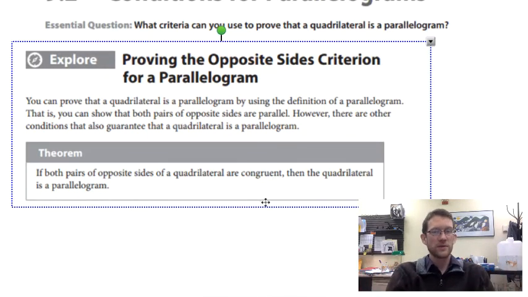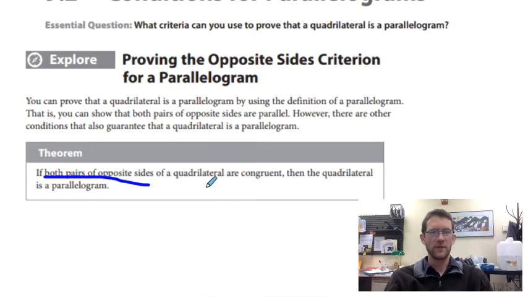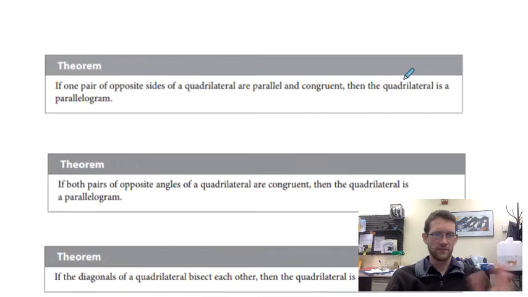These are a little bit harder because some of these are pretty specific. So here, both pairs, right? We need both pairs of opposite sides of a quadrilateral to be congruent. Then we can say it's a parallelogram. There's a few others here. For this one, all we need is one pair of opposite sides of a quadrilateral to be parallel and congruent.